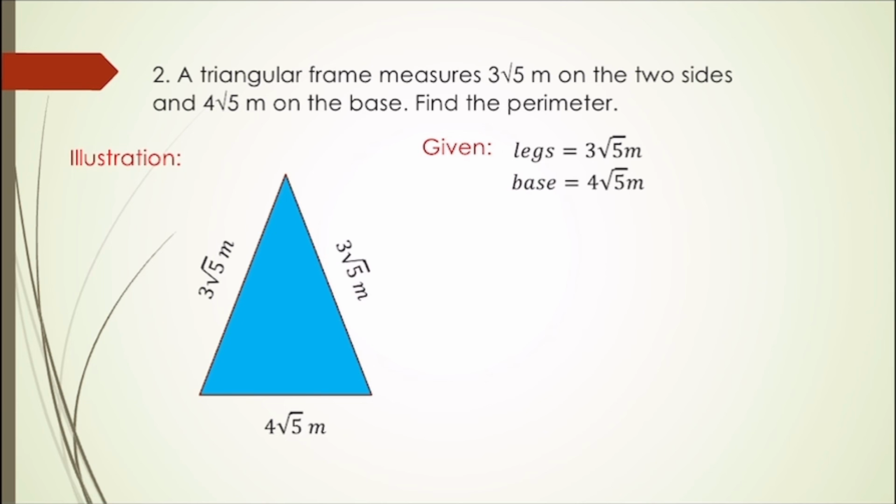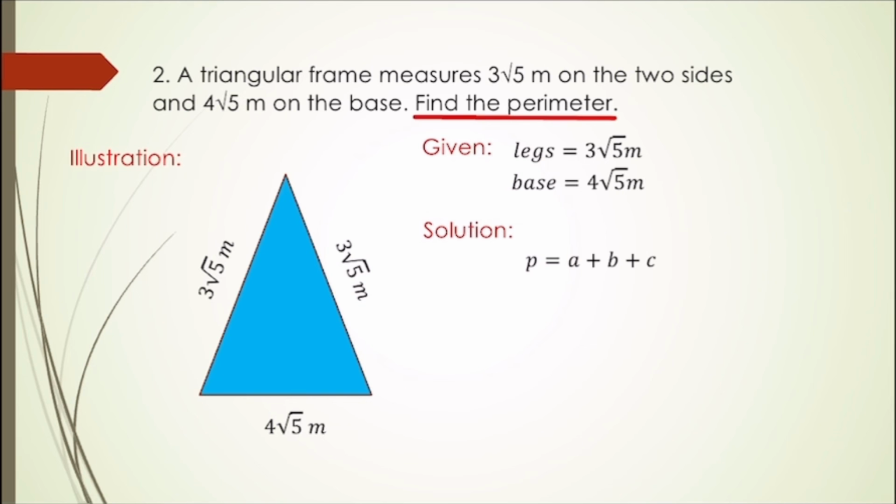So after we identify the given, let's know what is asked. So we need to find the perimeter. So again, when we say perimeter, that is the distance around the figure. So i-add daw natin yung sides ng triangular frame natin. So again, we will have our solution. And for triangular frame, di siya kagaya nung sa rectangle na twice the length plus twice the width. So dito, we will have our formula, which is P stands for the perimeter is equal to A plus B plus C stands for the three sides of our triangle.